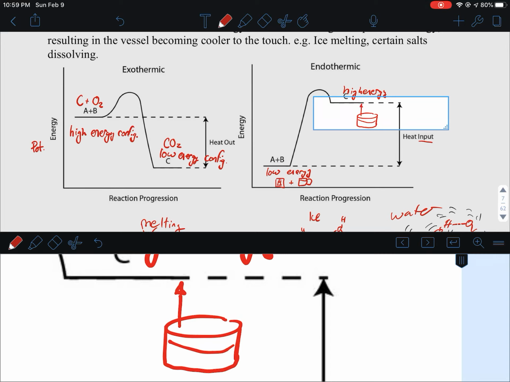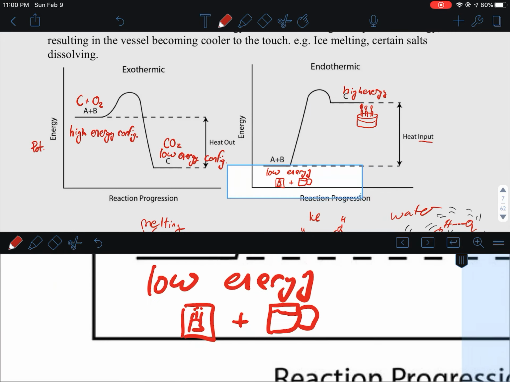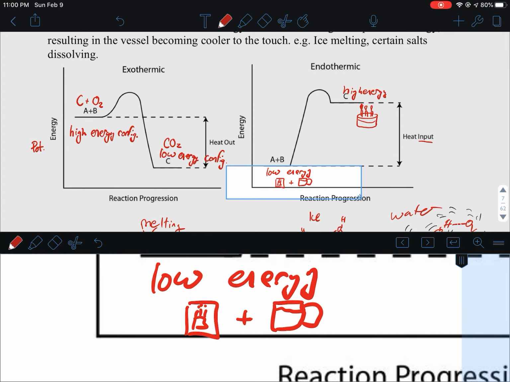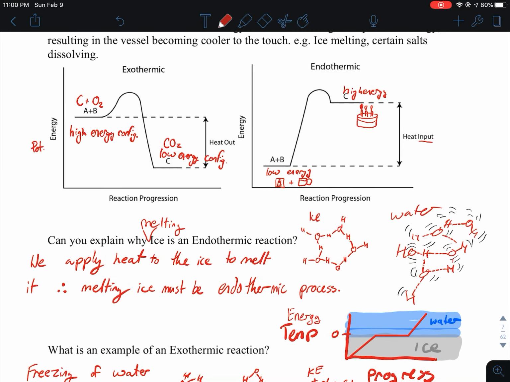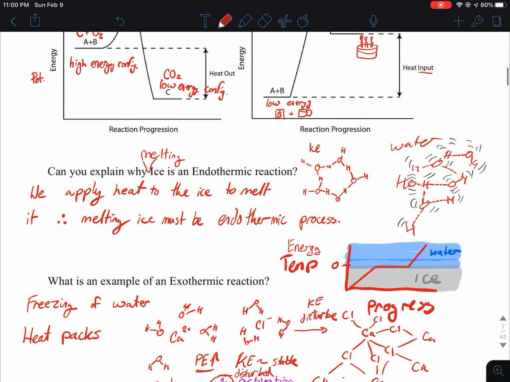Of course, the cake does not come out with flames on it, but you can get what I'm getting at. Okay, so if you want to make a cake, you've got to put heat into it. It is an endothermic reaction. You're reconfiguring the molecules in that cake mix to make a new product that has a higher energy configuration. High energy, we can actually take it in, eat it, and get the energy back out.